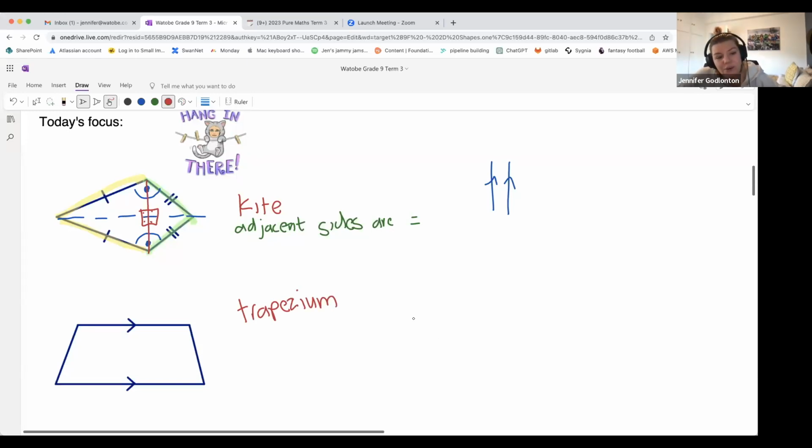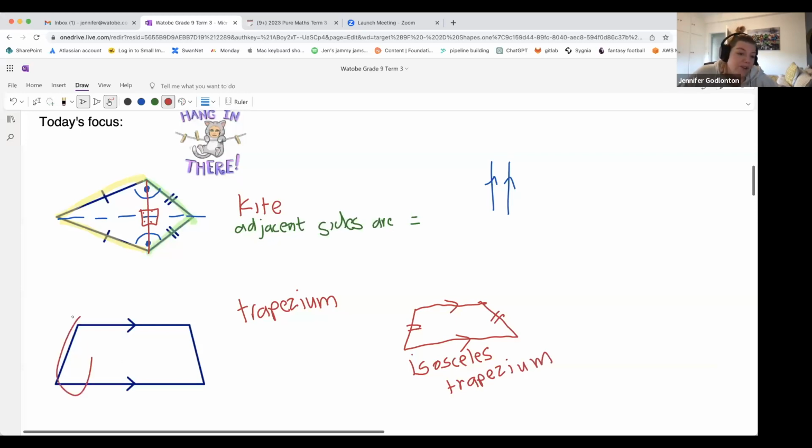Okay, and you also get a fancy trapezium. I'm going to draw it like this. So when this is parallel to this, and when this side is equal to that side, then that's called an isosceles trapezium, because it means those sides are the same. So if they haven't told us that those two sides are the same, we're not allowed to assume that they're the same. Okay, cool.